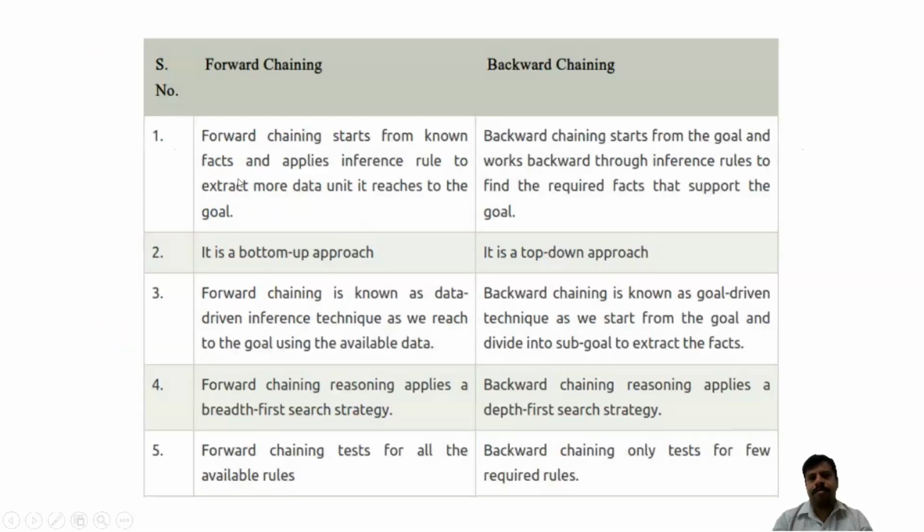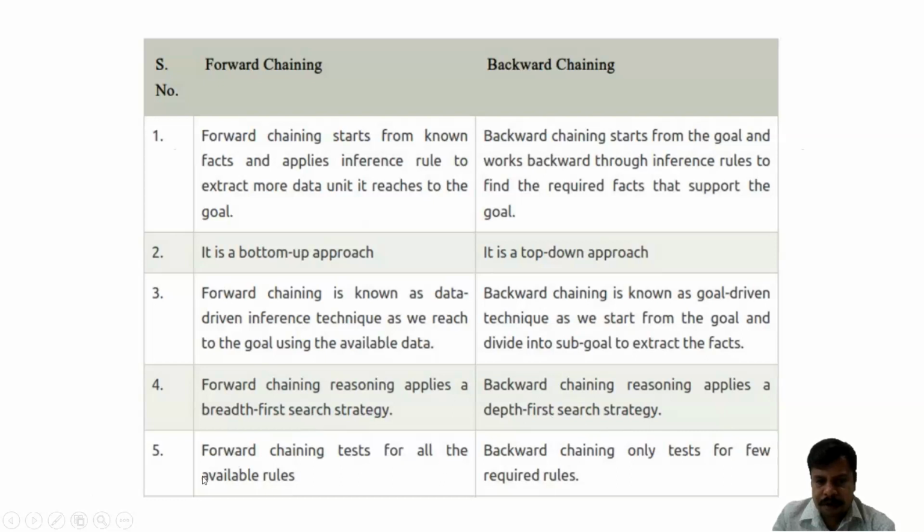So the differences between forward chaining and backward chaining are these. Forward chaining starts from known facts. Backward chaining starts from the goal and works backward. Next, forward chaining is a bottom-up approach. Backward chaining is a top-down approach. Forward chaining is known as a data-driven inference technique. Backward chaining is known as a goal-driven technique. Forward chaining reasoning applies a breadth-first search strategy. Backward chaining reasoning applies a depth-first search strategy.